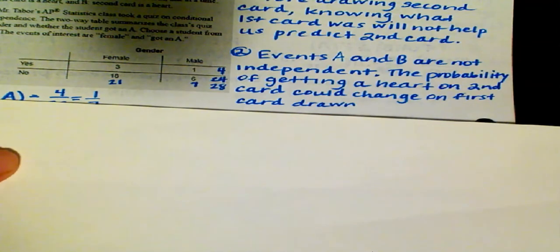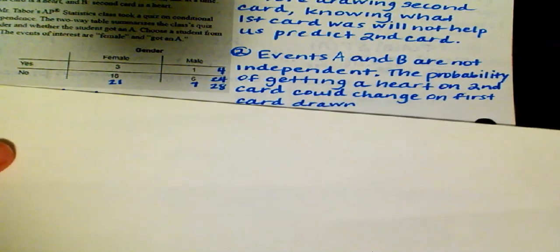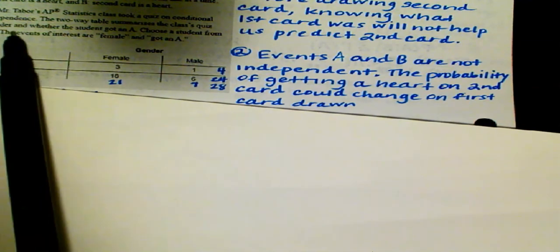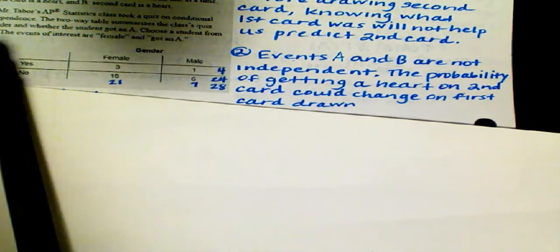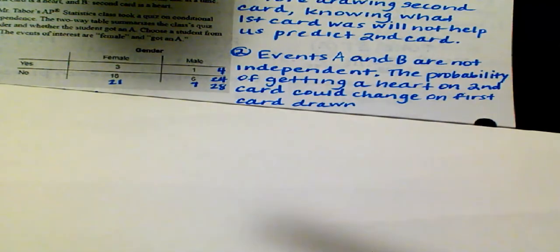And then the last question. Anytime they give you a two-way table, you're going to have to do some math to show independence. The 28 students in Mr. Tabor's AP Stat class took a quiz on conditional probability independence. The two-way table summarizes the class's quiz based on gender and whether they got an A. Choose a student from the class and show whether female and getting an A are independent.